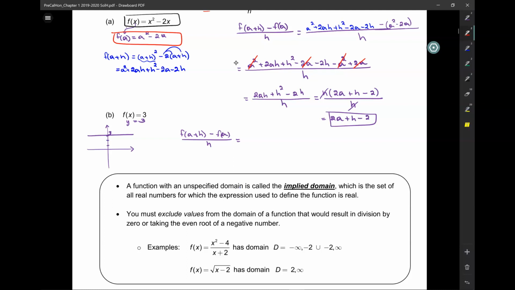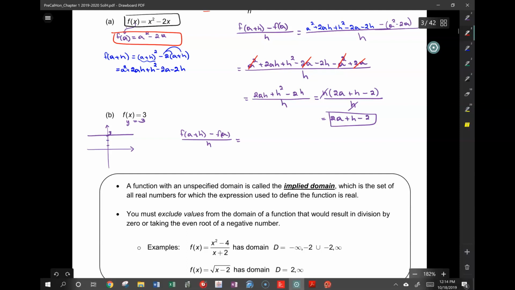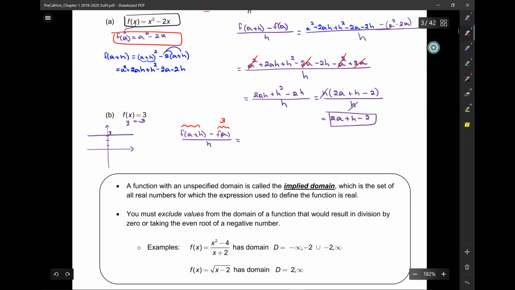What's f of 0? What's the value of the function when x is 0? When x is 0, how much is y? 3. What's f of 2? When x is 2, how much is y? 3. What's f of a million? 3. What's f of negative 3? 3. f of x is always 3. So f of a is how much? 3. f of a plus h is how much? It's just 3. No matter what the x value is, it's 3.